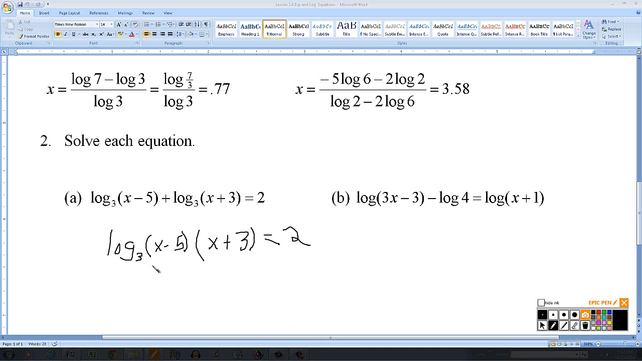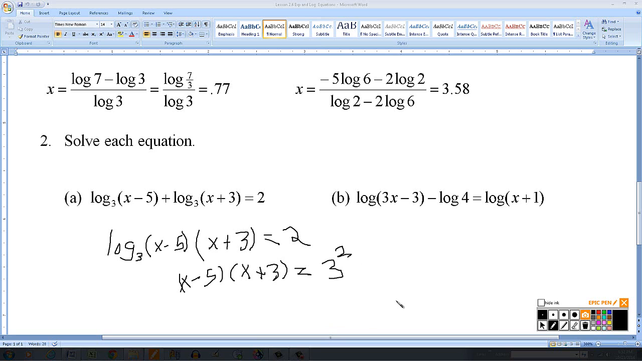Once I have it as a single log, then I can simply go from log form to exponential form. So this would tell me then that x minus 5 times x plus 3 should equal 3 to the second. Okay, that's just your definition of log, going from log form to exponential form. This is 9.